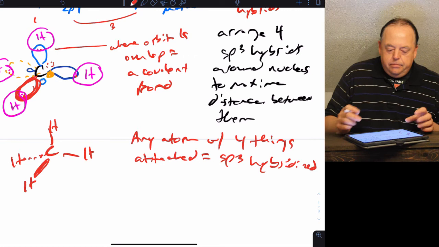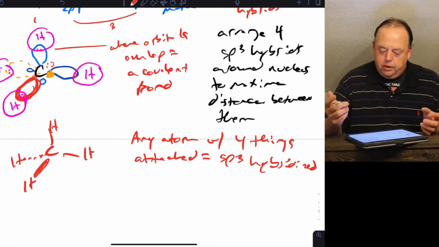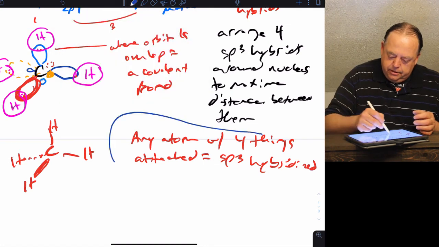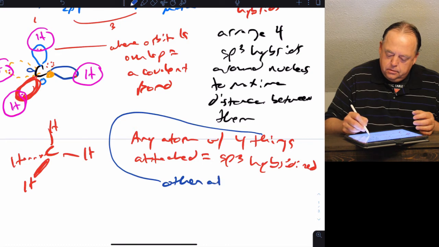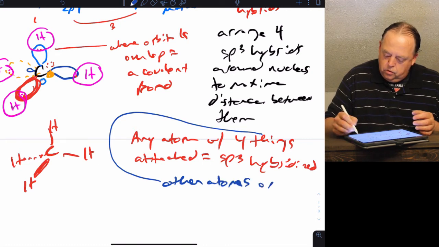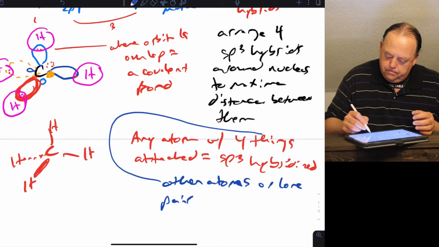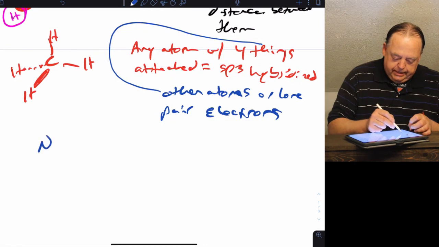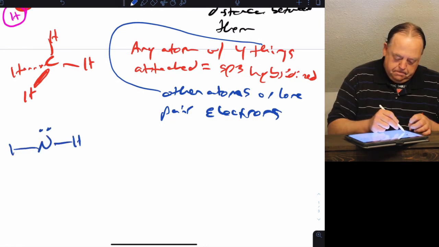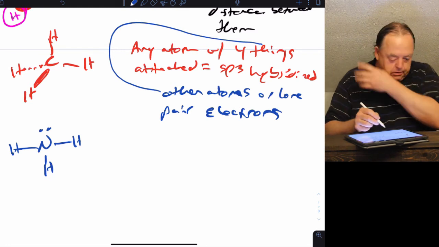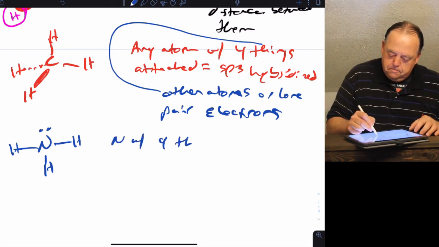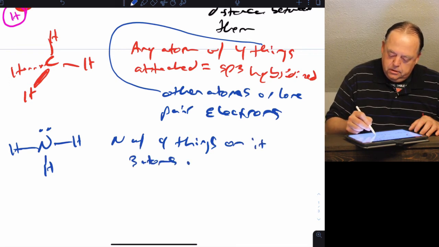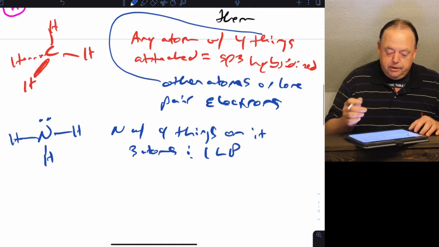So any atom basically that has four other things attached to it will be sp3 hybridized. And by things, what do I mean by things? By things I mean other atoms or lone pair electrons. So if we took a molecule like NH3 for example, it's got four things. It's got three atoms and one lone pair, so it'll be sp3 hybridized as well.